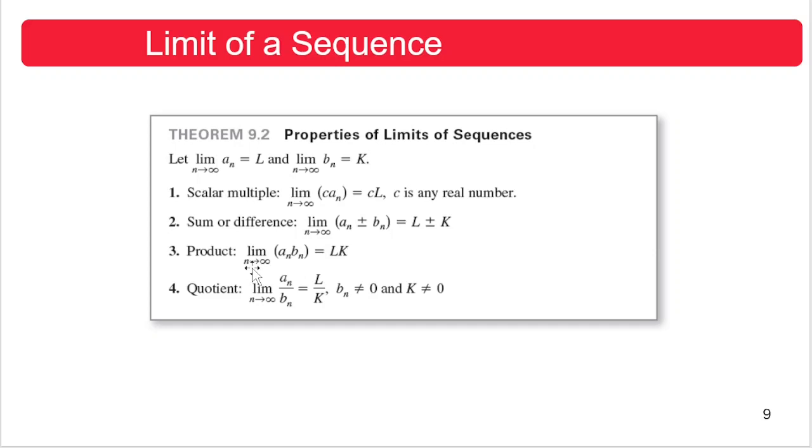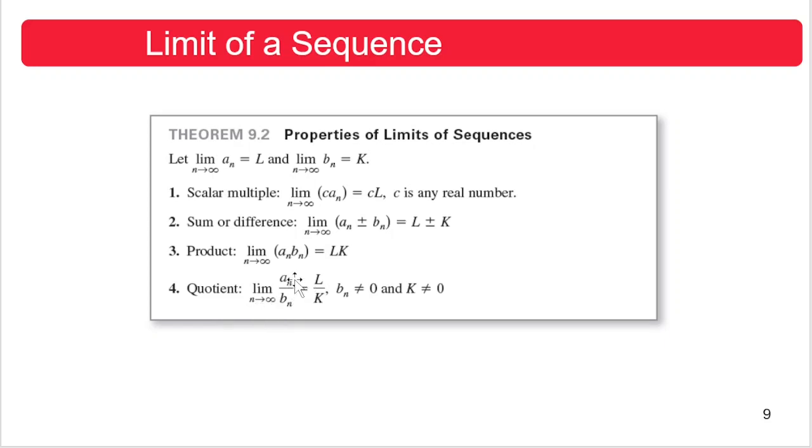Okay, the next property is called the product property, wherein if you take the limit of the product of a sub n and b sub n as n approaches infinity, you can write this as the limit of a sub n as n approaches infinity times the limit of b sub n as n approaches infinity. But we know that the limit of a sub n is L, and the limit of b sub n is equal to k. So therefore, the limit of the product a sub n b sub n as n approaches infinity is equal to Lk.